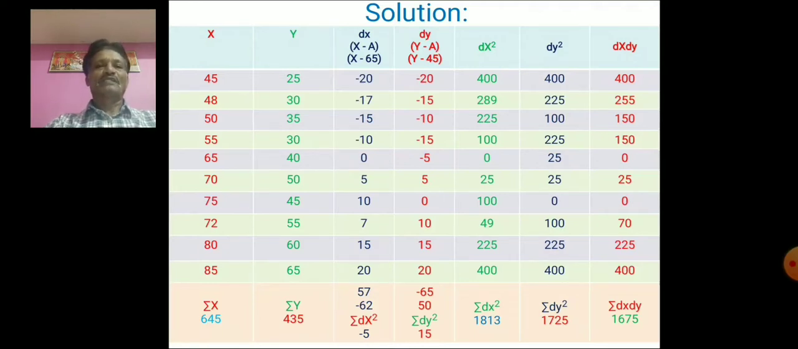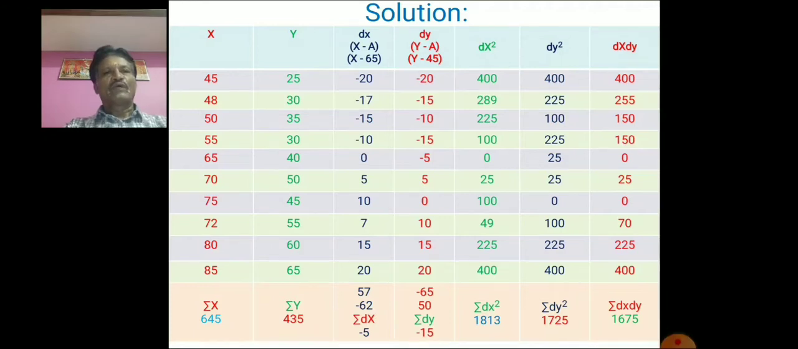Now with the help of x bar and y bar, we have to find out the dx and dy values and other calculations. Here both the x bar and y bar values are in fractions, so we have to take approximation. Here x bar is 64.5, so we take 65 as our assumed mean, and y bar is equal to 43.5, so here we take 45 as our assumed mean. With the help of the assumed mean, we have to find out dx, dy, then we have to calculate dx square, dy square and dx dy.